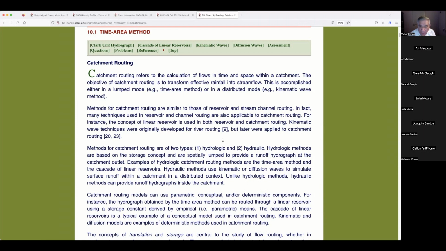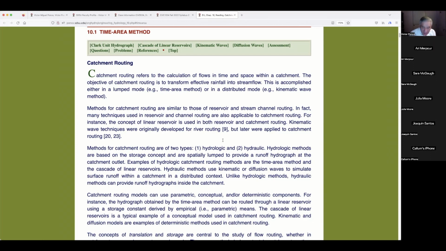Hydraulic methods use kinematic or diffusion waves to simulate surface runoff within a catchment in a distributed context. And your professor has developed, I was the first one to develop the diffusion wave method for catchment dynamics, 1986. So we have contributed, I would say, quite substantially to the development of hydraulic methods in the watershed context. Right now, 30 years later, they're being applied in various instances. And I can tell you stories about that at this point, but I'm not going to because it will deviate from what we're discussing right now.